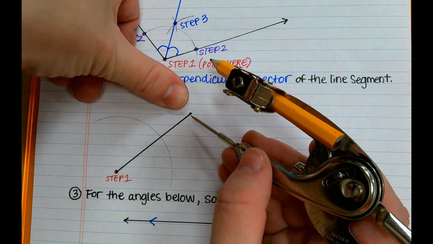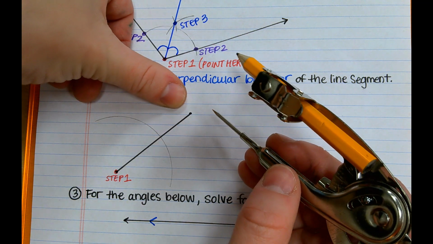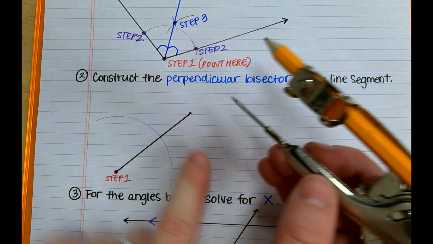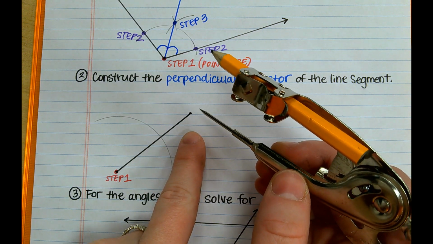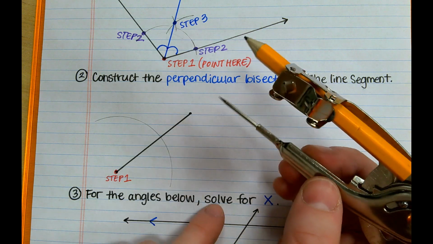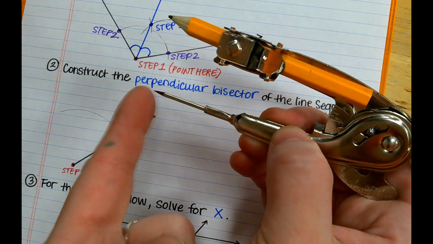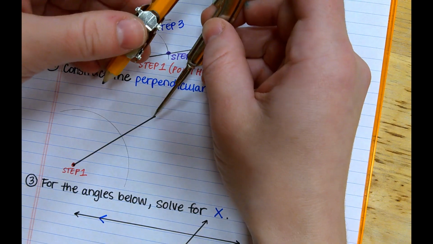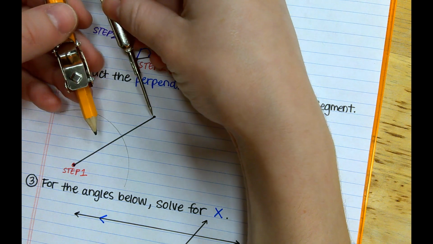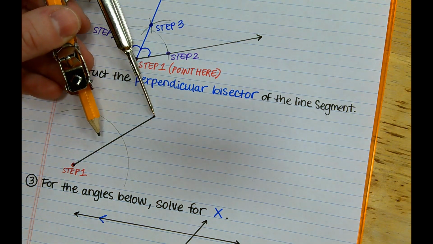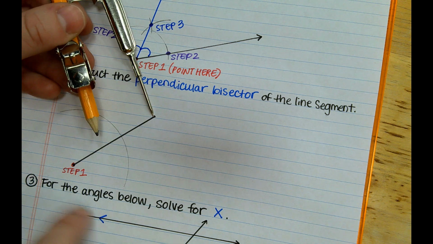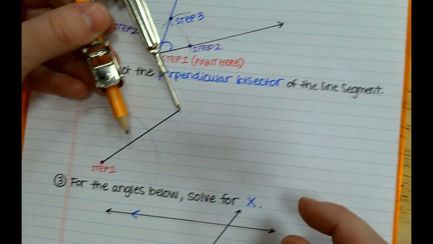What's that dot called? What do we call dots on the ends of line segments? End point? Yes, an end point. So we want to put the point of our compass on the other end point. And how wide should my compass be opened this time? The exact same. Yes, the exact same as the first arc you made.